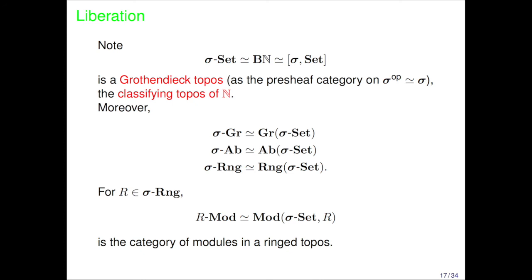So, because it's a presheaf category, it's a Grothendieck topos. And I will explain a little bit what this gives me. And moreover, you see, difference rings, for example, can be viewed as ring objects in this topos. So I now place myself inside this universe, this new universe.